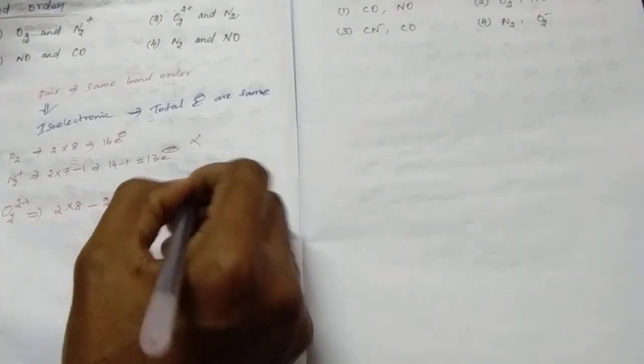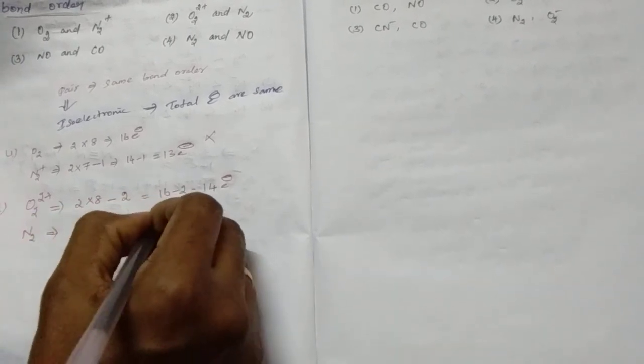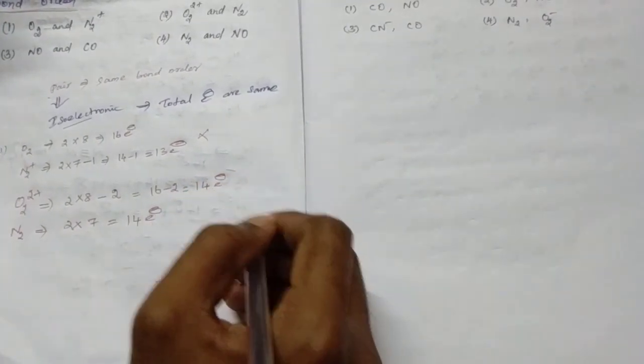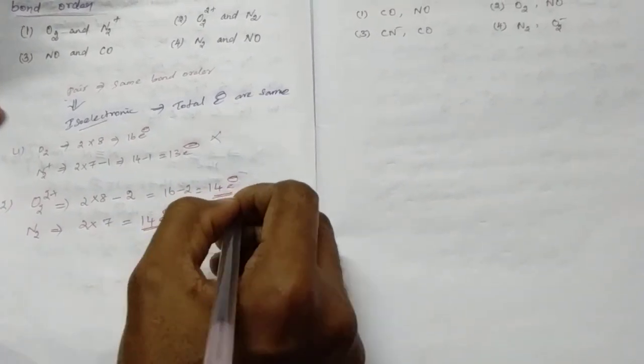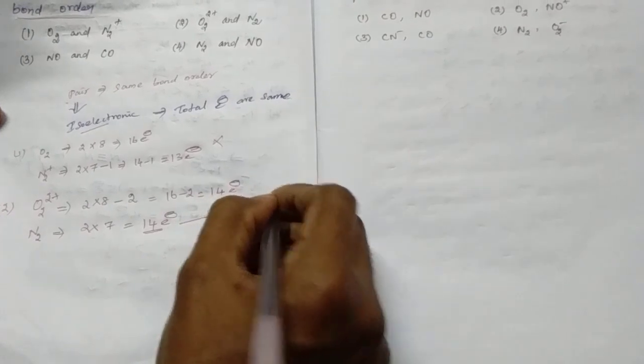Second option, O2 2 plus: 2 into 8, minus 2, because of the 2 plus charge, so 16 minus 2 equals 14 electrons. Nitrogen neutral species N2, we know 2 into 7 is equal to 14 electrons. So they ask for isoelectronic, or the pair with the same bond order. These two have the same total number of electrons, so both have the same bond order 3, isn't it? Bond order 3 for this. We can check the other option.